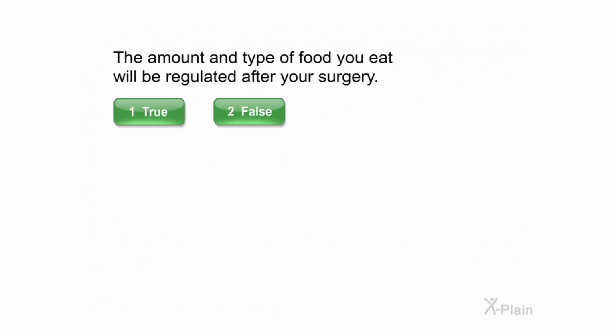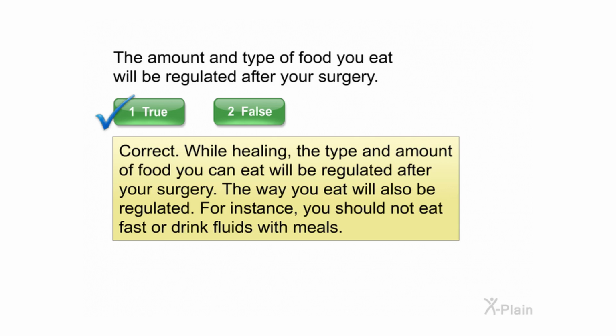The amount and type of food you eat will be regulated after your surgery. Select true or false. Correct. While healing, the type and amount of food you can eat will be regulated after your surgery. The way you eat will also be regulated. For instance, you should not eat fast or drink fluids with meals.